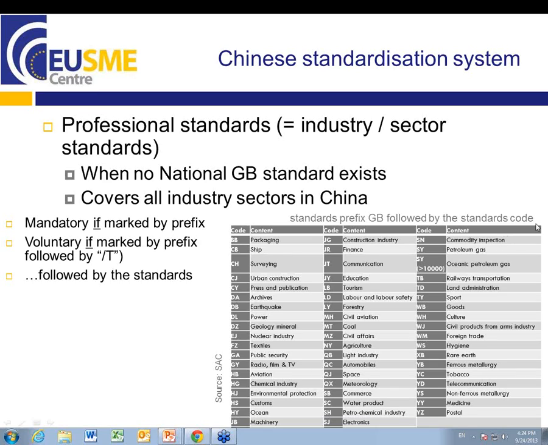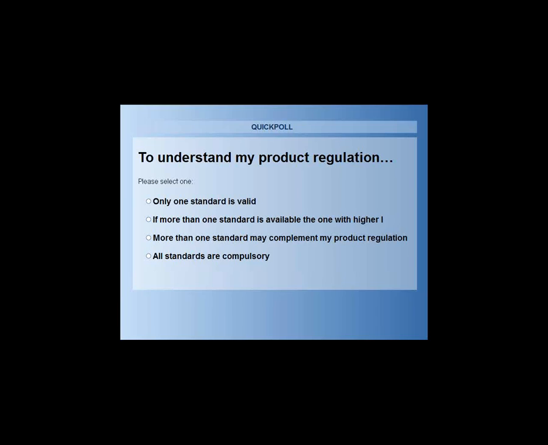So I'll just take a moment to launch our third poll of today. When you're actually looking into standards for your products, specifically to import your products into China, which of the following is most accurate? Only one standard is valid, or if more than one standard is available, the higher level will apply, or more than one standard may complement my product regulation, or all standards are compulsory. So I give you a couple more seconds to vote on that.